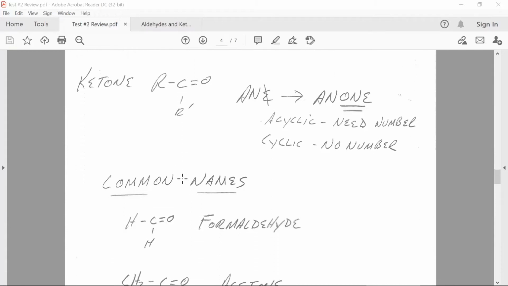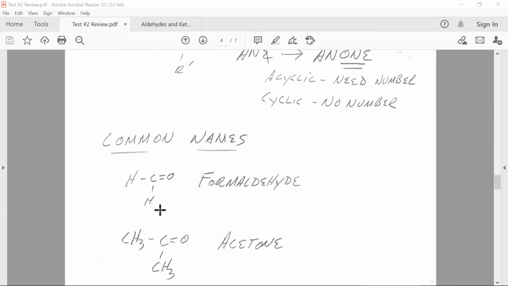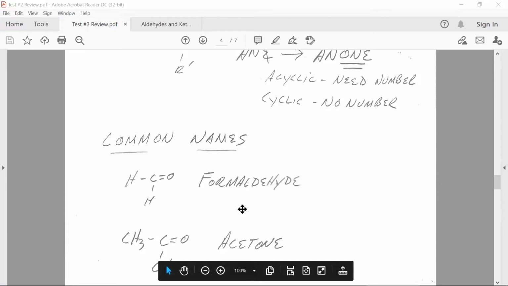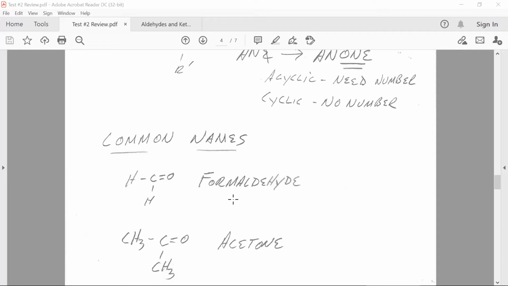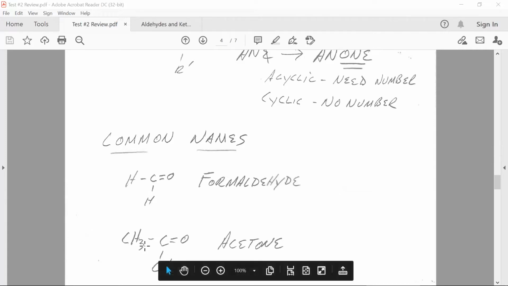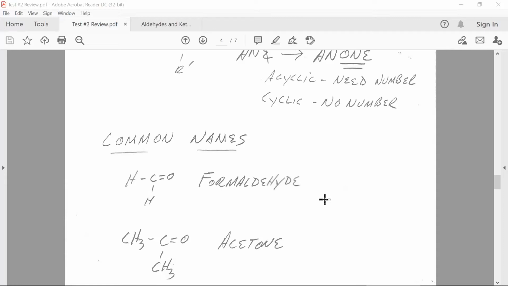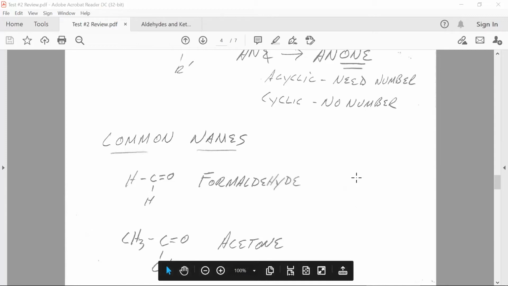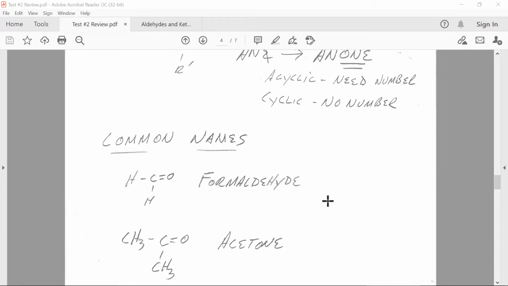Now, there are 2 common names that I asked you to learn. The simplest aldehyde, where R prime can be hydrogen, is called formaldehyde. Nobody ever calls it methanal, which would be 1 carbon methane, drop the E, add AL, but it's called formaldehyde. How it got that name, I don't know, but it's been that way for eons. Now, the simplest ketone is when R and R prime are both methyl, and that's called acetone. And if you remember, it's in nail polish remover, 1 type. Nobody ever calls it by the IUPAC name 2-propanone. It's acetone. You should know these common names.